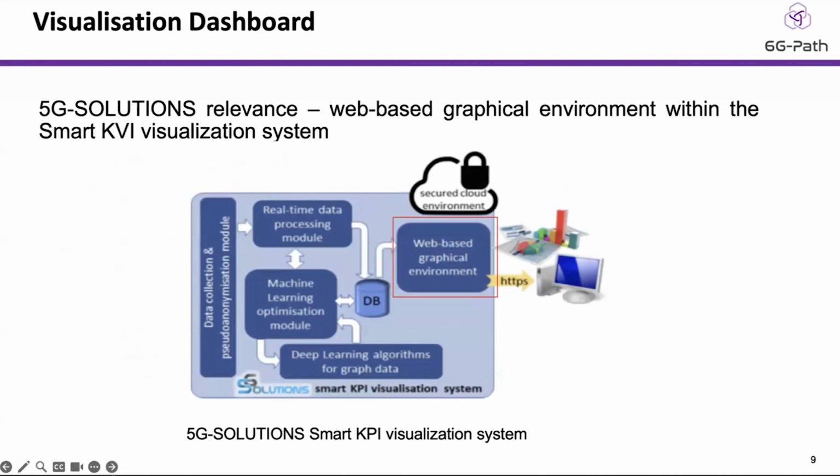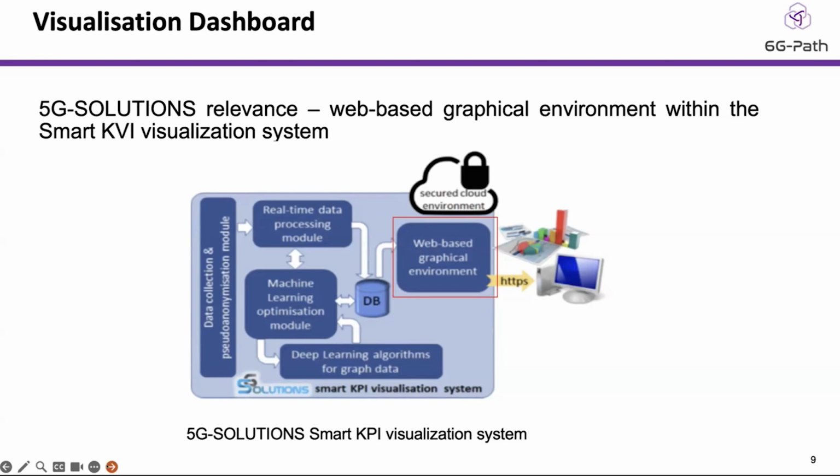Turning to the 5G Solutions project and its relevance to 6G PATH. This image here represents the smart KPI visualization system from the 5G Solutions project, which is a foundational system upon which the 6G PATH visualization dashboard builds and extends, of course, its functionality. Now, the focal point of our interest is the web-based graphical environment in the red square. This environment serves as the interface where all processed data are visualized, analyzed, and interpreted by users.